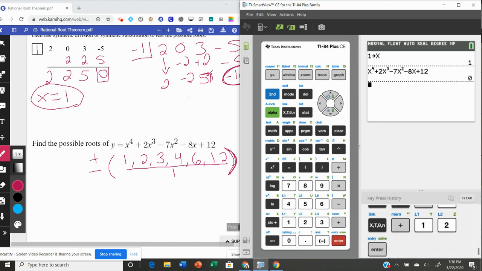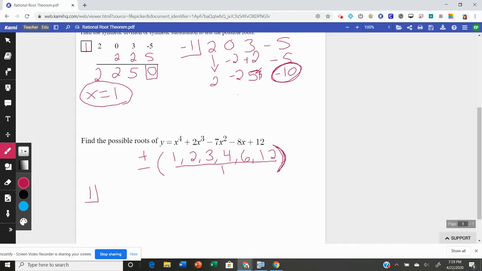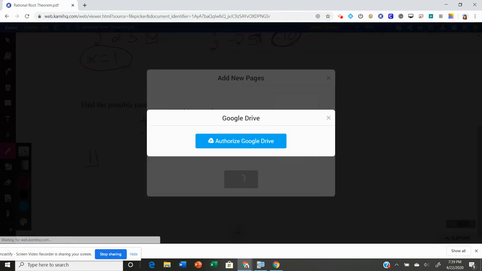All right, 1, hey, I lucked out with 1 both times, so 1 is definitely going to be a factor. Now, if I divide this full equation by 1, that gets me down to a cubic, so that's at least helpful. It's bringing me down to a quadratic. So I'm going to actually do that long division here. Let's see, we're definitely going to need more space.